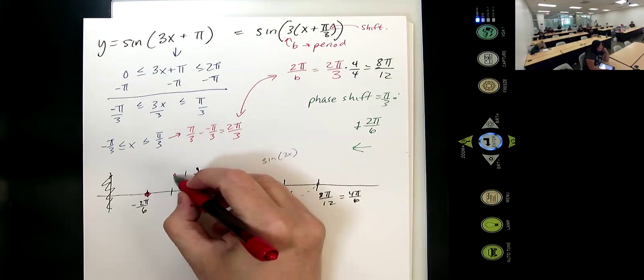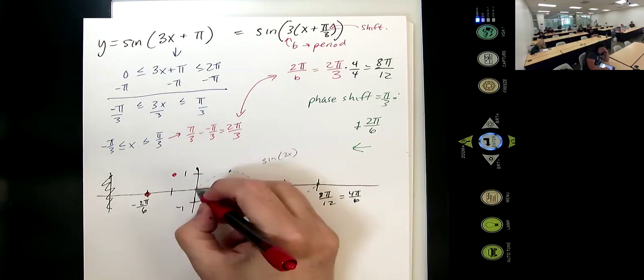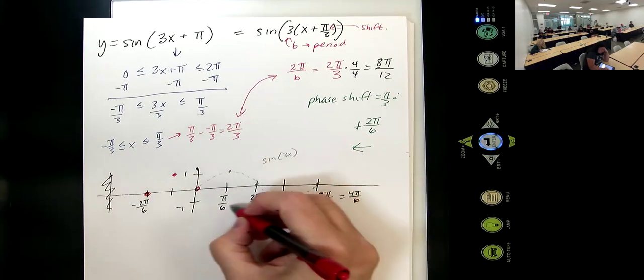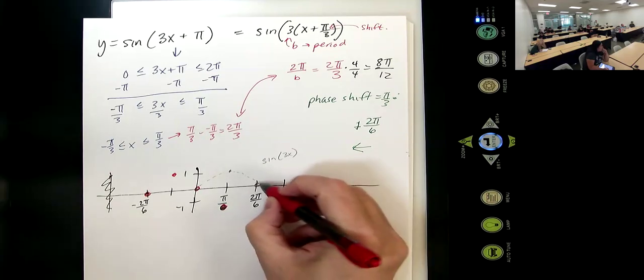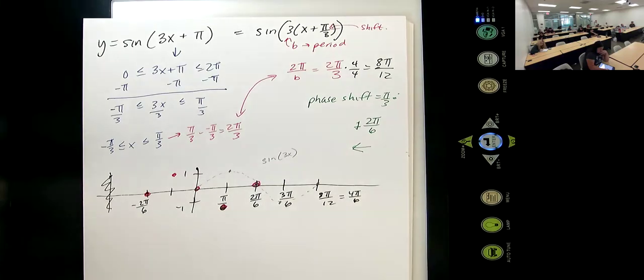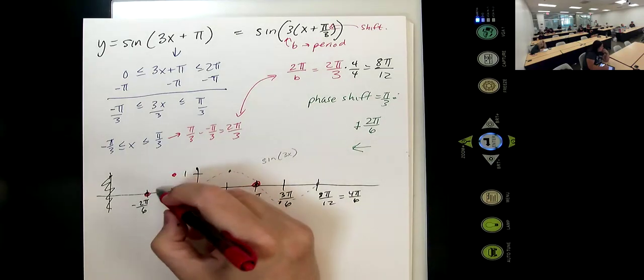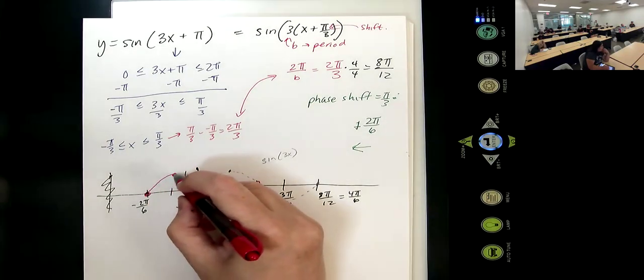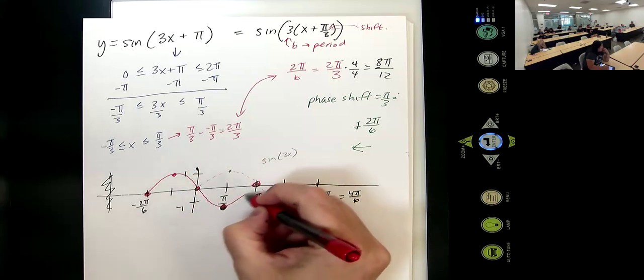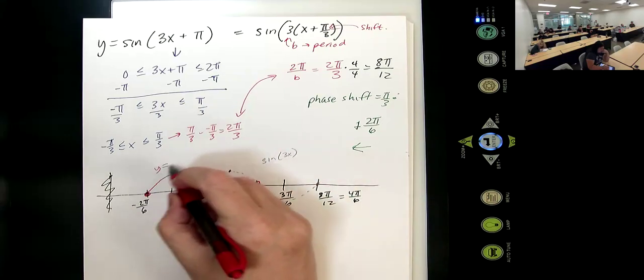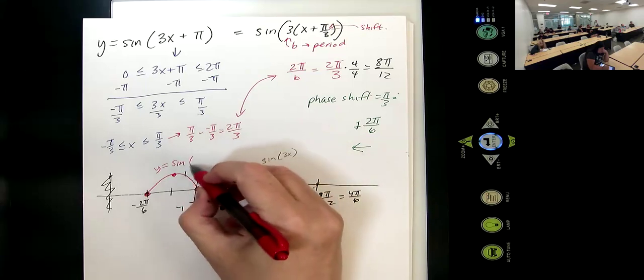This goes over 2. This goes over 2. This goes over 2. And this point comes over here. That's actually our finished graph. We've done our shift. We've done everything there. We can show it repeating, but this is 3x plus 5.